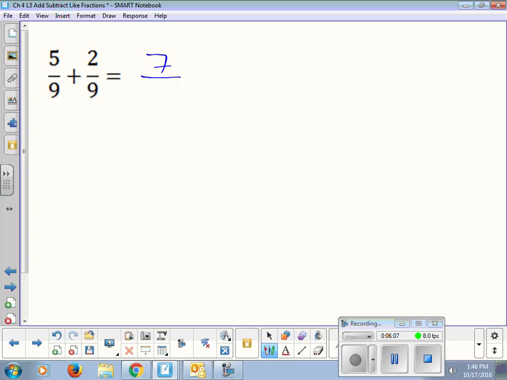What denominator are we keeping? 9. So we have 7 ninths. Can this be simplified? No. No, so that's our answer in simplest form.